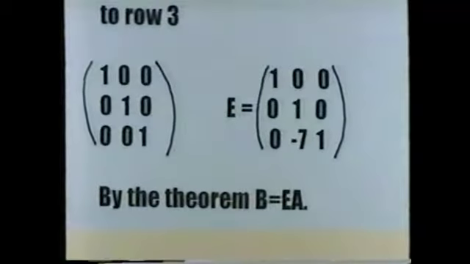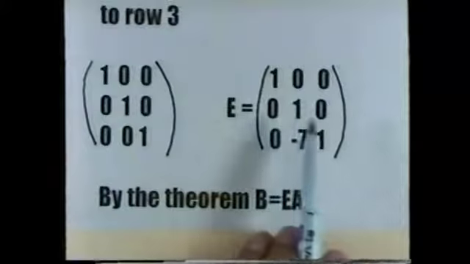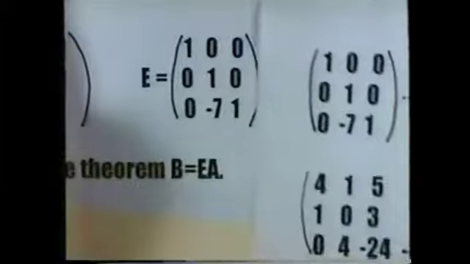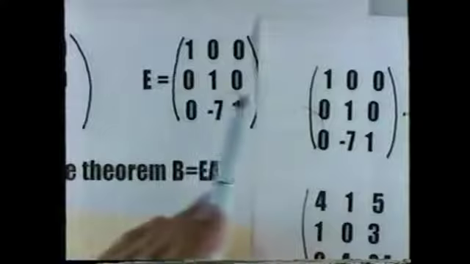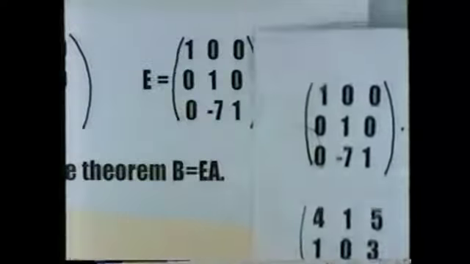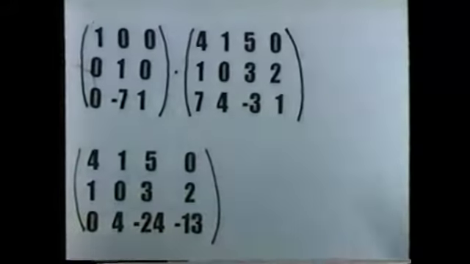Now by the theorem, we know that matrix B is equal to E times A. Well, let's see if that is indeed the case. Notice what E is. 1, 0, 0, 0, 1, 0, 0, negative 7, 1. So, I'm writing E down. 1, 0, 0, 0, 1, 0, 0, negative 7, 1. That's E. Times A. Let's go back.